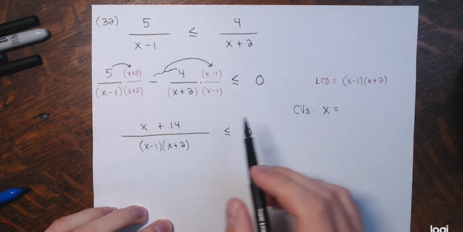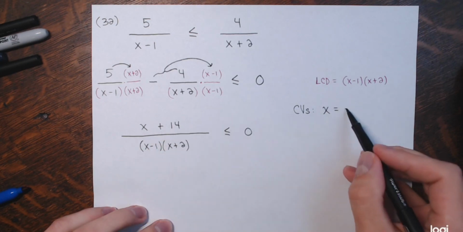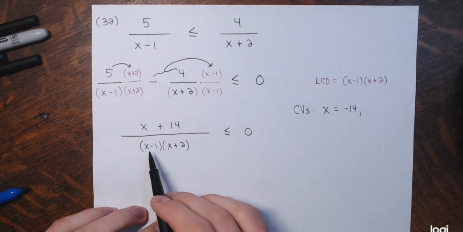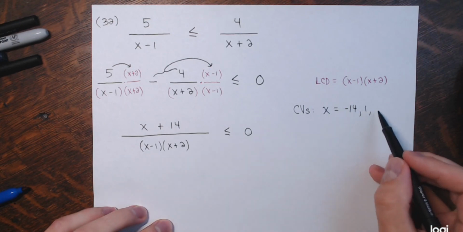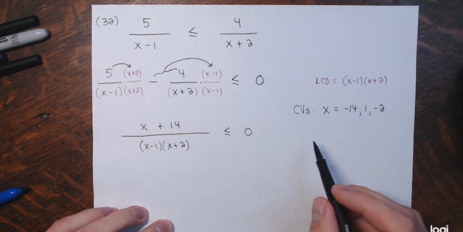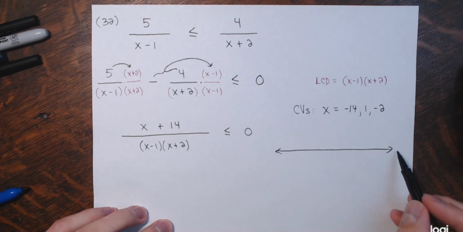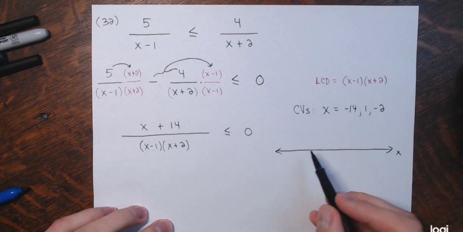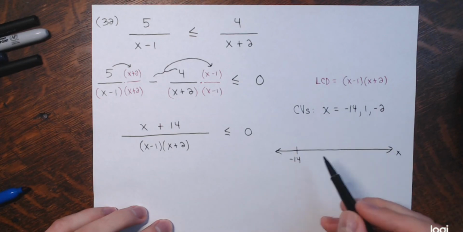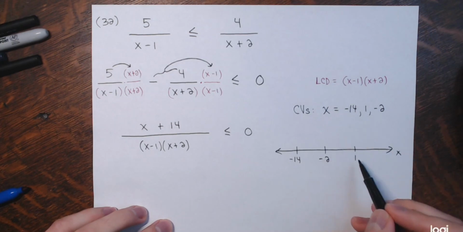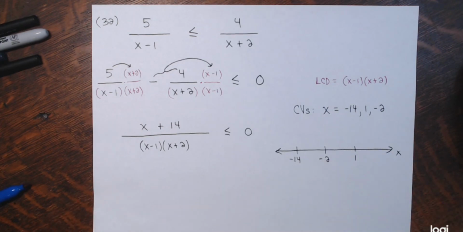The value that makes the numerator 0 would be negative 14. The values that make the denominator 0 are positive 1 and negative 2. And I put these critical values on a number line. These are values of x, and the furthest left would be negative 14, followed by negative 2, and then positive 1. And then I see are these solutions or not.